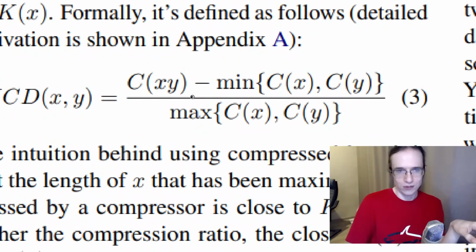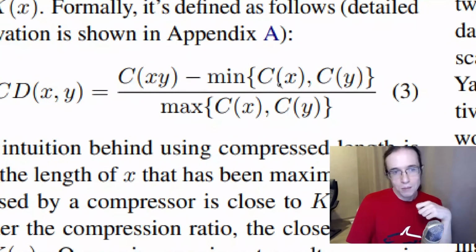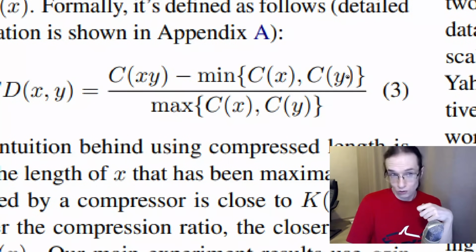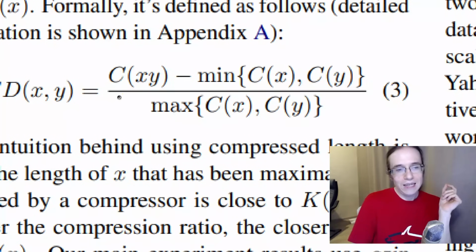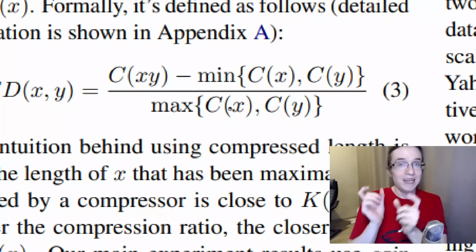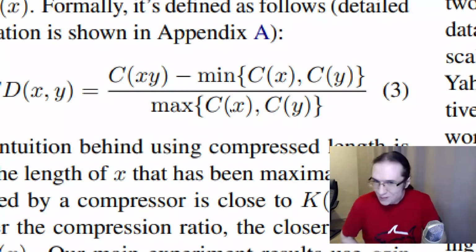And you take a length of that. So this function c is basically compressing the input and taking the length of that. Then you subtract the minimum between c of x and c of y. So you take the concatenation of them and subtract the minimum of them separately. And then divide it by the maximum of them separately. That's it. That is it.